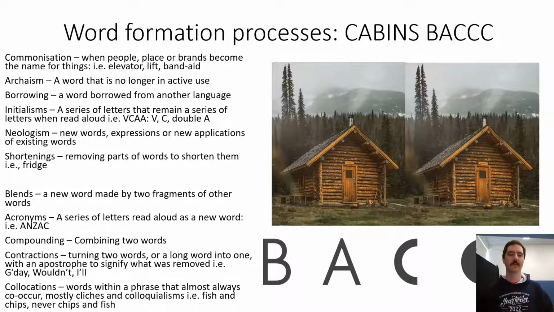Contractions, turning 2 words into one, or using an apostrophe usually. G'day, wouldn't, shouldn't, couldn't, mightn't. And then collocations that always go together. Fish and chips, never chips and fish. If you said we're having chips and fish for dinner, people look at you askance because that's quite a strange expression and not a collocation.